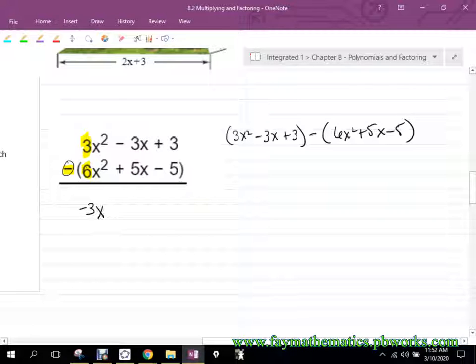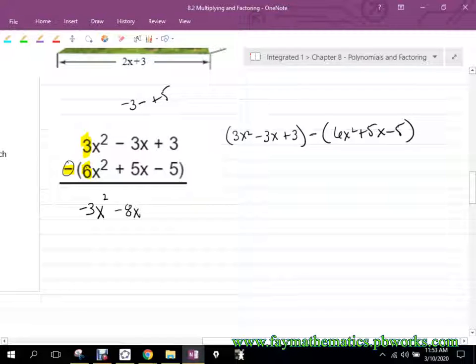Negative 3, so we get negative 3x squared. Now here's where I don't particularly like this. What's negative 3, and then this minus, and then a positive 5? What's negative 3 minus 5? That's where I don't like it. Negative 3 minus, this turns into, because a minus a positive is just a minus, right? Does that make sense? So it's going to be negative 8.